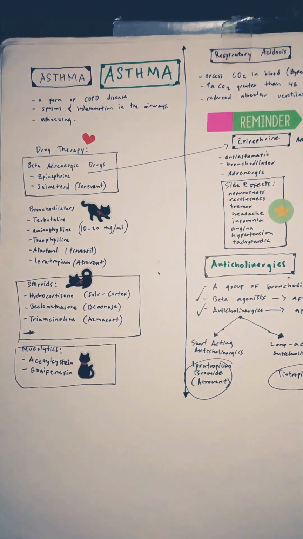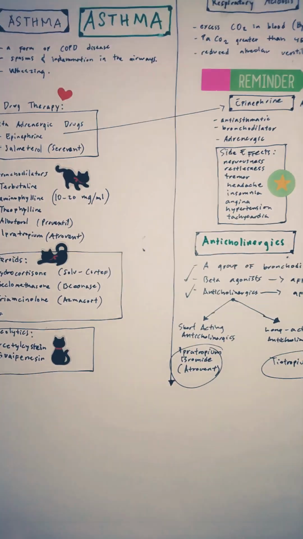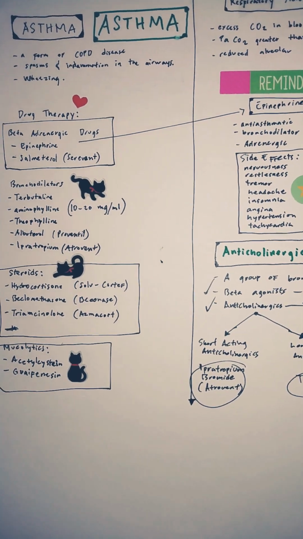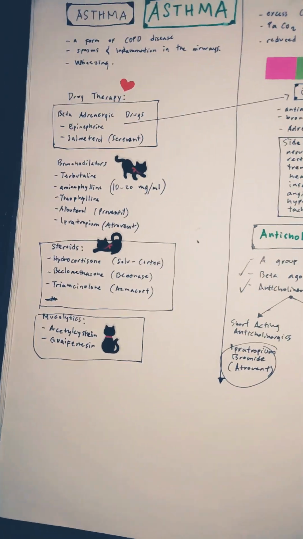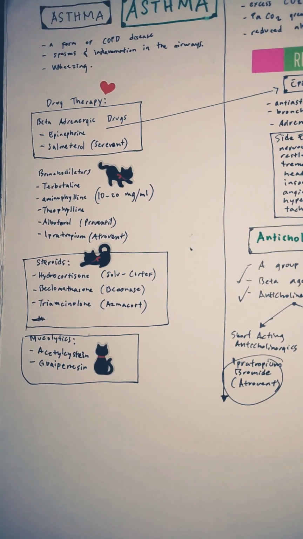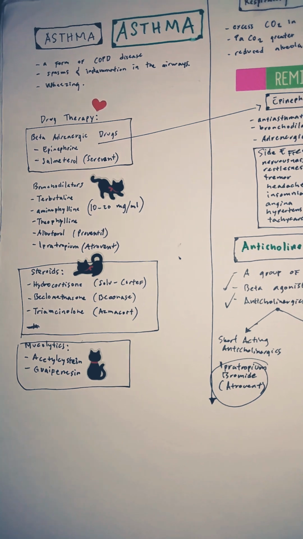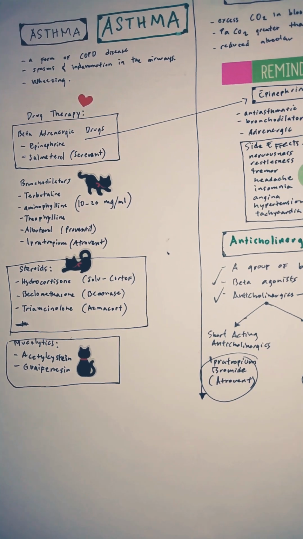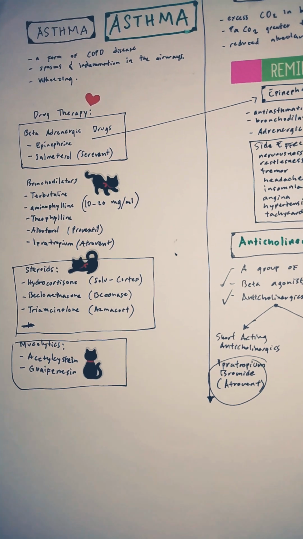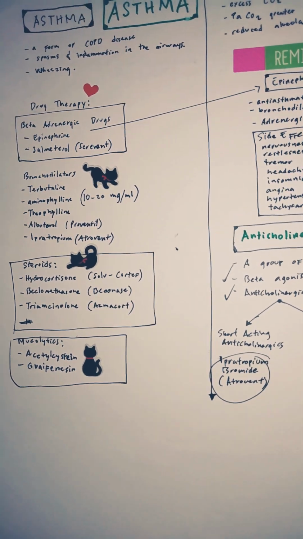Very quickly too, we can also give the patient steroids, right? The most common types for a patient with asthma that you would most likely encounter in the NCLEX are hydrocortisone, your beclomethasone, and your triamcinolone, right, or Asmacort.